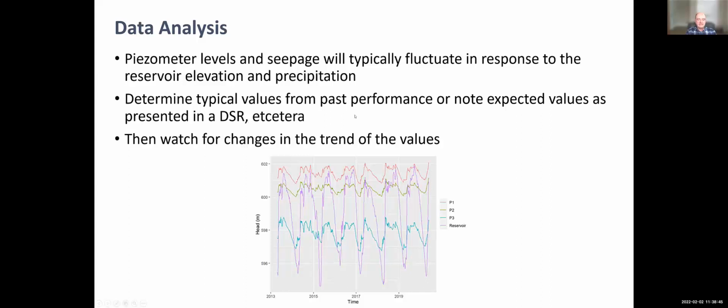And if you have data, and of course this is data that maybe you can't obtain, because this is actually acquired, I think, every hour or something, very, very frequent data that's plotted here, you can really start to look for little weird changes in the data and try to explore what's causing that. So we want to look for changes in the trend of the values.